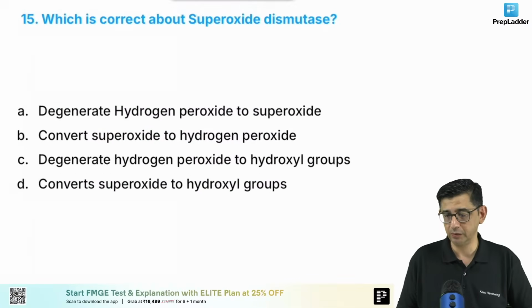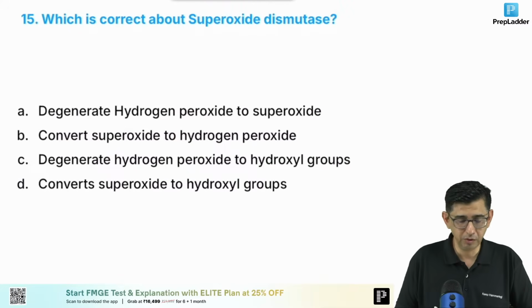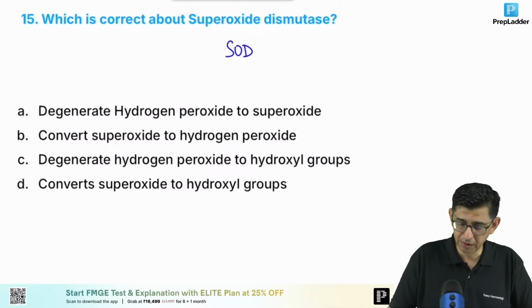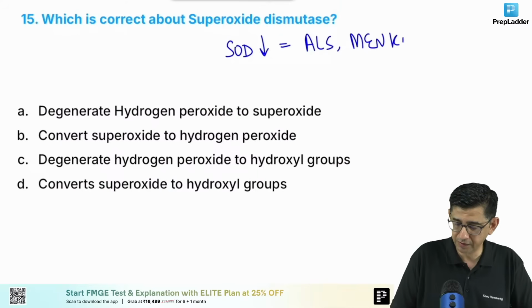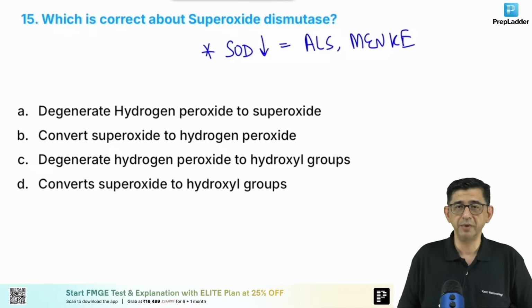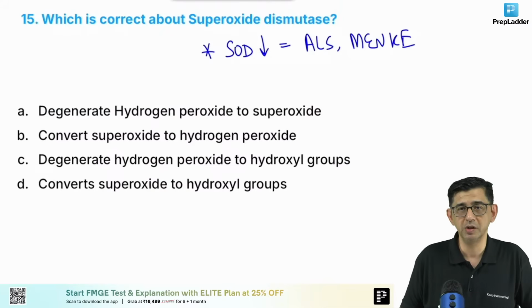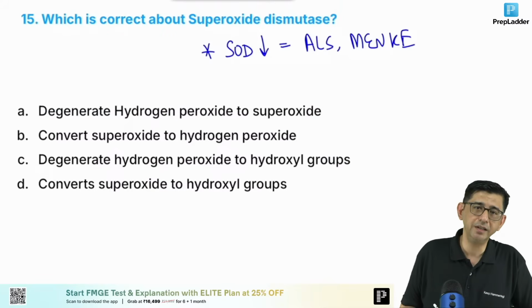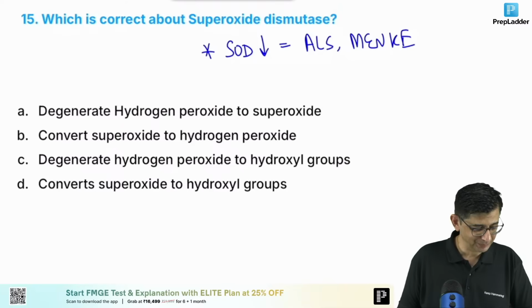Let's handle another one like this. Which of the following is correct regarding superoxide dismutase? Superoxide dismutase is an important enzyme with respect to two disorders, amyotrophic lateral sclerosis and Menkes disease. That's a miscellaneous fact that I put in while I wait for your answers. Dr. Aisha, my only suggestion would be that you try to focus on your weak links, and you would be able to pull through.